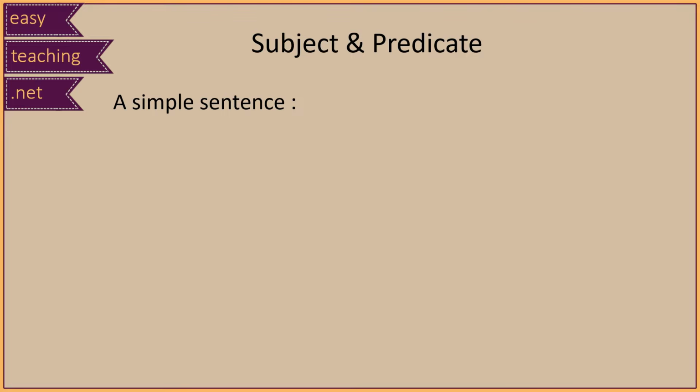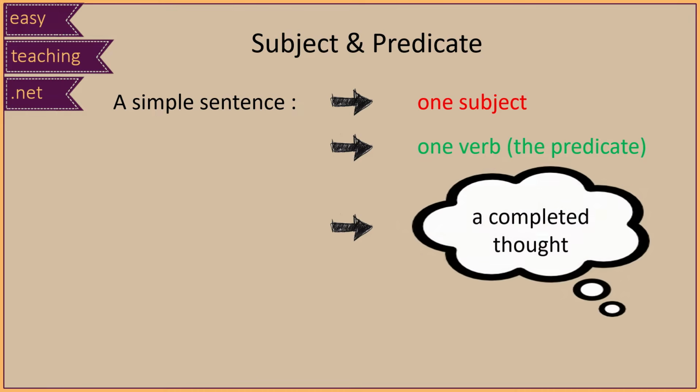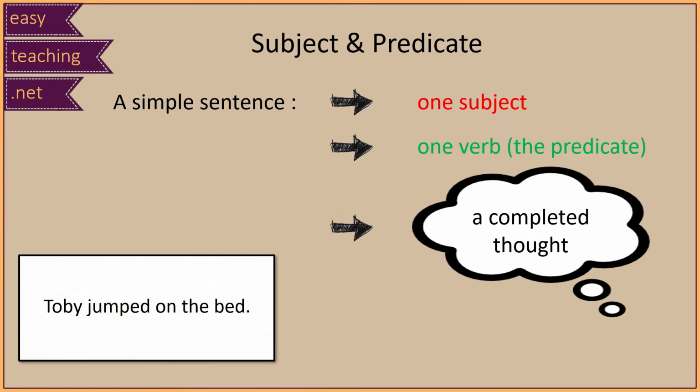A simple sentence has one subject, one verb, which forms part of the predicate, and is a completed thought. For example, Toby jumped on the bed. Here is the subject of the sentence, and here is the predicate, the action being done by the subject. It makes sense, and so is a completed thought.